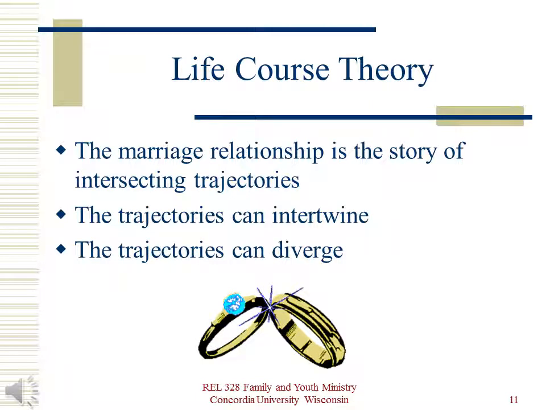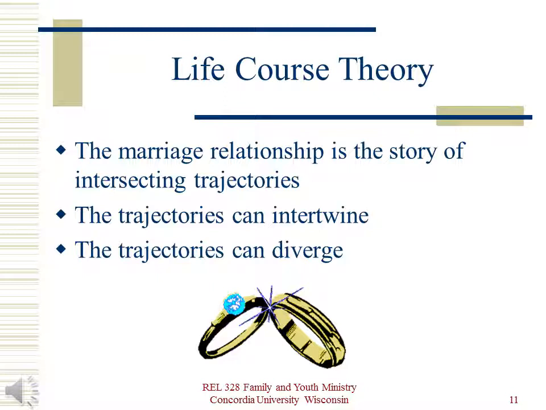So let's look at marriage. What's going on in marriage in life course theory? Well, marriage is a relationship that's the story of two intersecting trajectories. I mean, this pretty well describes a lot of the plots of many movies that we might go to see that have romance as the central focus. These trajectories can intertwine with each other, and that's when the relationship develops.